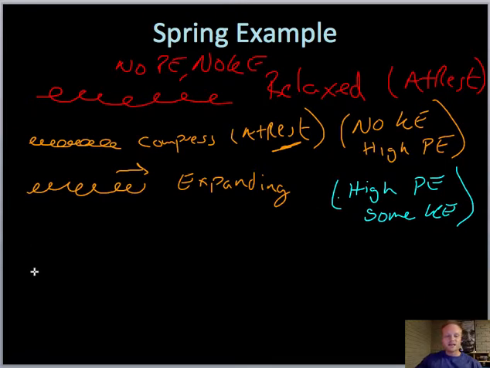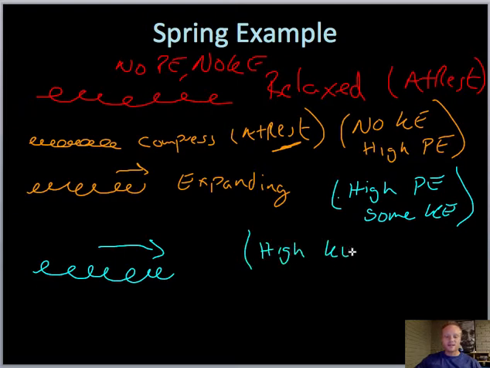Now, let's say it gets back to the relaxed state, or the state it was initially in before anyone compressed it, but it's still moving. If you think about a spring, it's going to expand past that relaxed state point, okay? It's going to actually blow through that point and keep going. It's going to continue to stretch out. At this moment, we actually have a very high kinetic energy, okay? It would be moving the fastest it possibly could be, and no potential energy, okay?